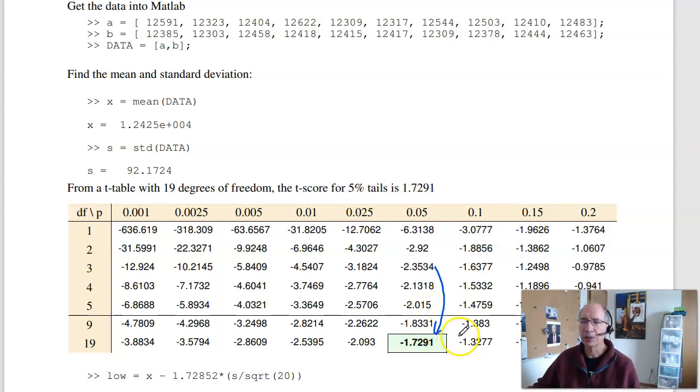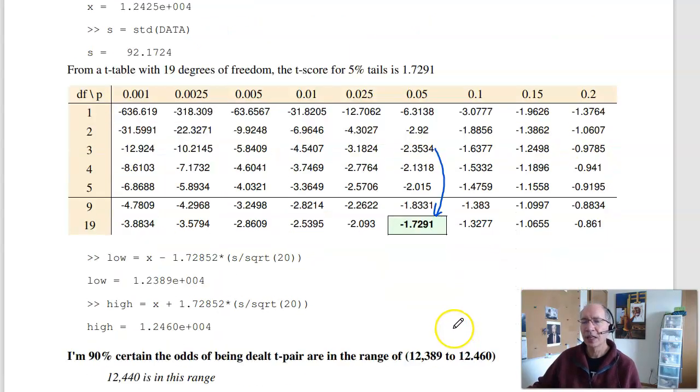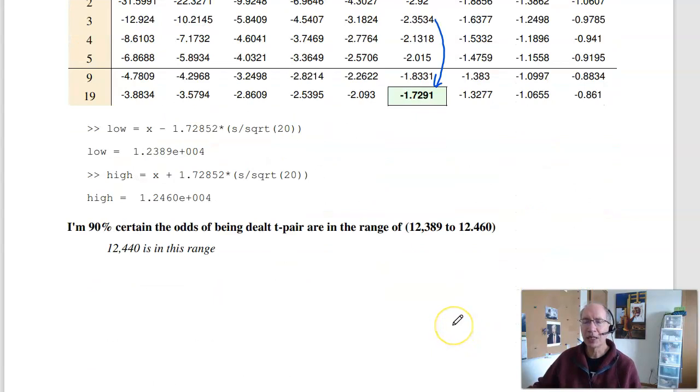That reduces my spread. In addition, since I'm talking about populations, I want to know what the overall average is. I divide by the square root of the sample size. This reduces the standard deviation as well. So when you do that, I now have a better idea of what the actual probability is, actual odds are. It's somewhere between 12,389 and 12,460 out of 100,000 hands.